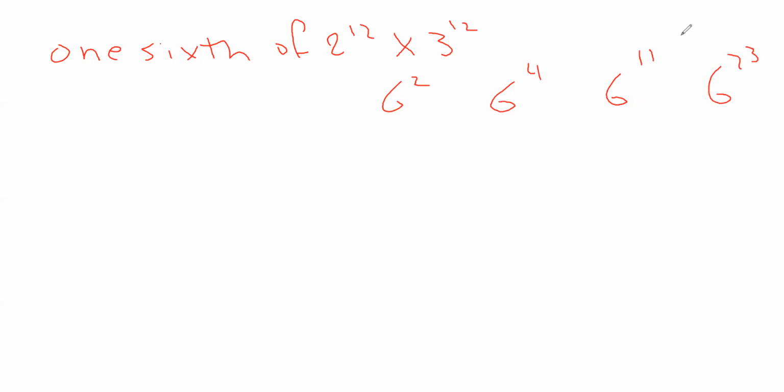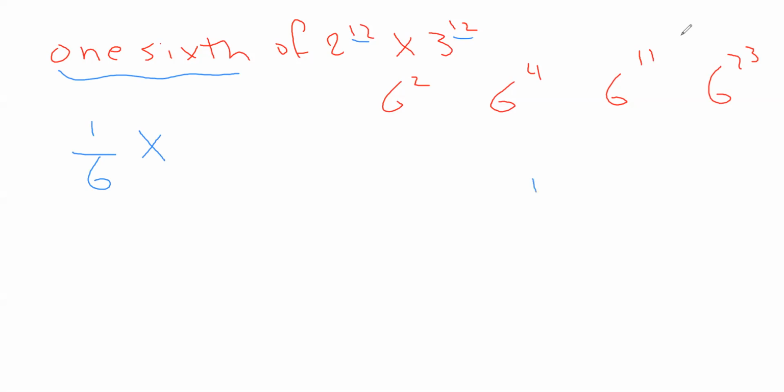Okay, step by step. 1/6 means what? 1 over 6. 1/6 of multiply this number. As you see here the powers are equal. As long as the powers are equal, I can multiply the bases.